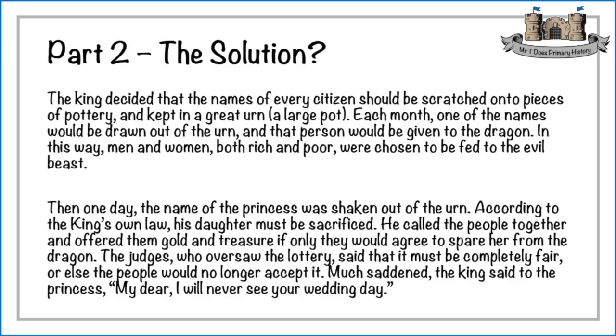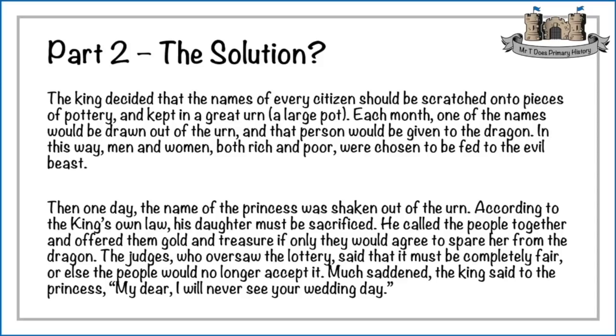Part 2. The solution? The king decided that the names of every citizen should be scratched into pieces of pottery and kept in a great urn, which is a large pot. Each month, one of the names would be drawn out of the urn, and that person would be given to the dragon. In this way, men and women, both rich and poor, were chosen to be fed to the evil beast. Then one day, the name of the princess was shaken out of the urn.